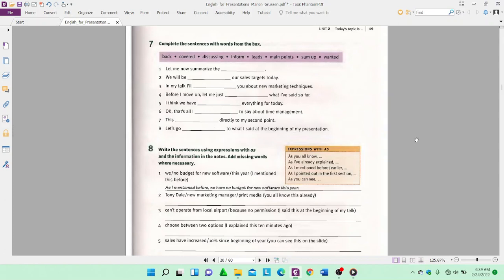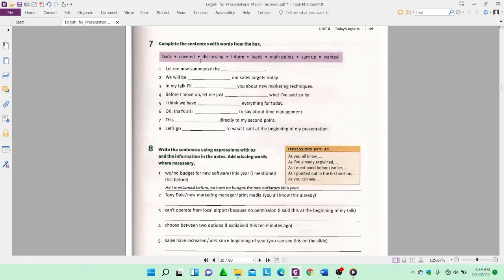For this part, let's do this exercise because it has a relation to what we are going to talk about today. What it wants is to complete the sentences with words from the box. So we have a box here with some words, important words in our presentation. Now let's try to pick the correct one and put it on the blank spot here. Number 1. Let me now summarize the what's the next one?